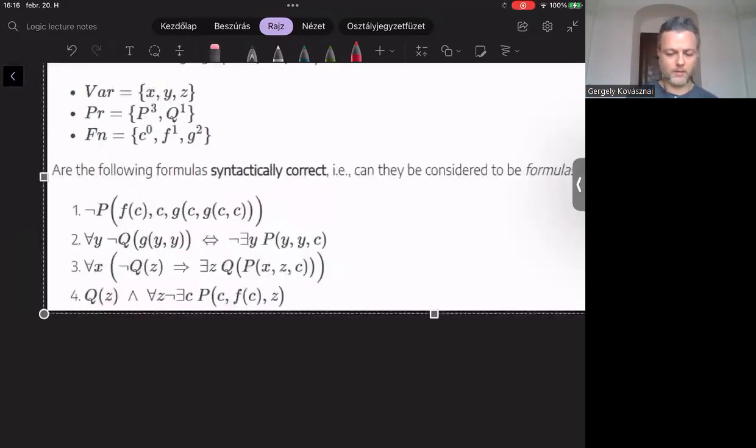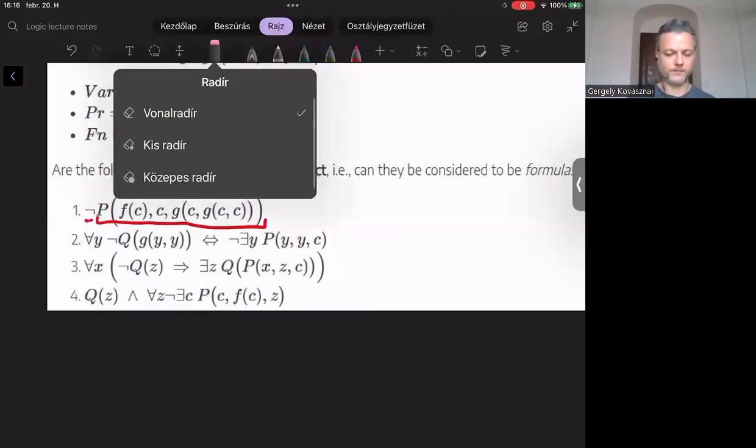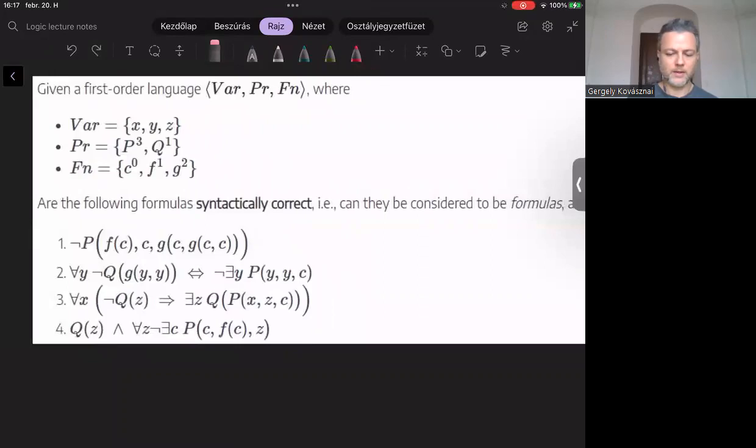Well, at the beginning, we are using a negation, which is correctly used because it is followed by a formula. This is a formula indeed, since it has a true-false value, because we are using a predicate at the beginning. So the question is now if we are using the predicate in a correct way. The only source of mistakes is the wrong parameterization. Are we using a correct number of parameters? Here we are using 1, 2, 3 parameters, which is correct because P requires 3 parameters. So this is so far correct.